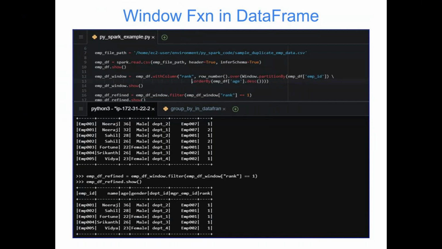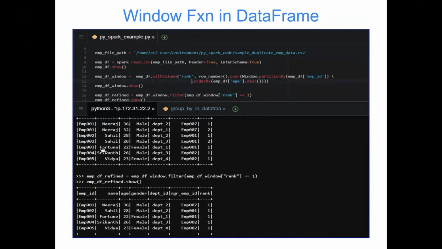In this case, I am adding a new column with the name rank. And how to calculate the rank? There is one inbuilt function, row number. Row number dot over Window dot partitionBy employee ID. This one. So based upon employee ID, it will be doing your window.